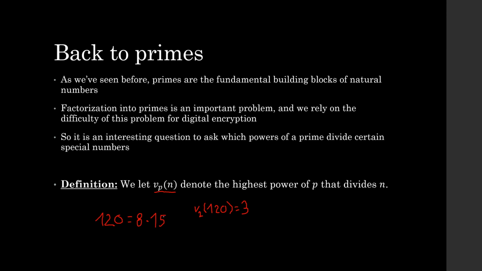And similarly, because 15 equals 5 times 3, I know that V3 of 120 is 1, and V5 of 120 is 1. And for all the other primes, 7 and 11 and so on, it's just going to be 0, because they don't divide it at all, since 7 to the 0 or 11 to the 0 gives us 1. So that's the notation we're going to be using to denote the highest power of p that divides n.